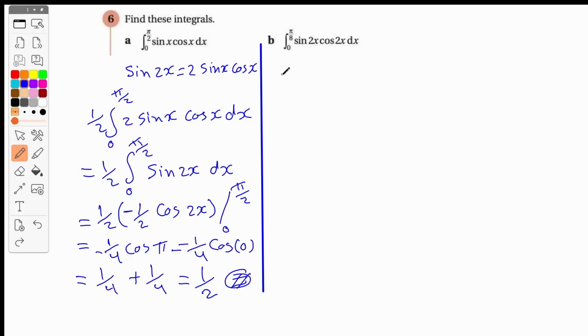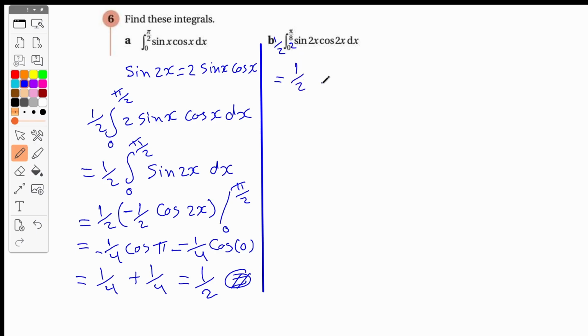Question B, the integral, this one also is limited from 0 to pi over 8. Sine 2x cosine 2x dx. Okay, this one is very similar to this. But what is the difference? Here sine x, but here sine 2x. So if I use the same identity, sine 2x equals 2 sine x cosine x, I multiply here by 2 and divide outside by 2, okay?